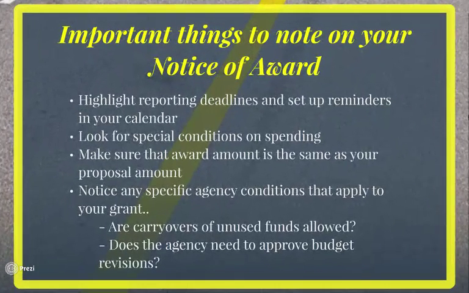Here are some key things to notice. Find and highlight your reporting deadlines and set up reminders in your calendar. Look for any special conditions on spending. For example, does it say that out-of-state travel is not allowed, or is there a limit on how much you can spend each day on travel? Make sure the amount of your grant is stated correctly, as well as your project's start and end dates. Identify which uniform guidance guidelines and agency terms and conditions apply to your grant. Find out whether carryovers of unused funds are allowed. Take note of whether the agency needs to approve any budget revisions.